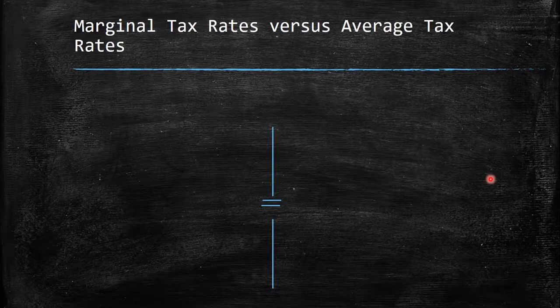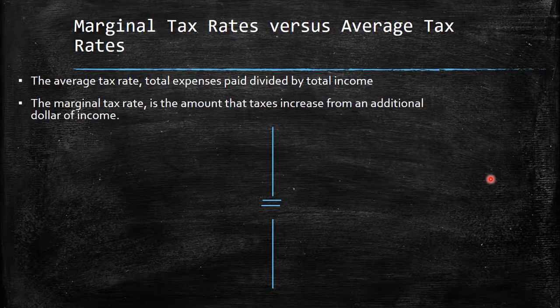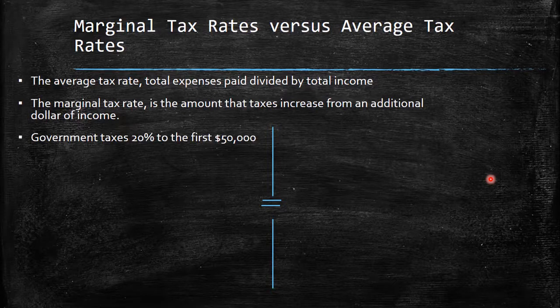Here we now need to differentiate between marginal tax rates and average tax rates. The average tax rate is basically the total amount you pay to the government divided by total income. Instead, the marginal tax rate is the amount that taxes increase from an additional dollar of income. So let's put an example to be more clear.